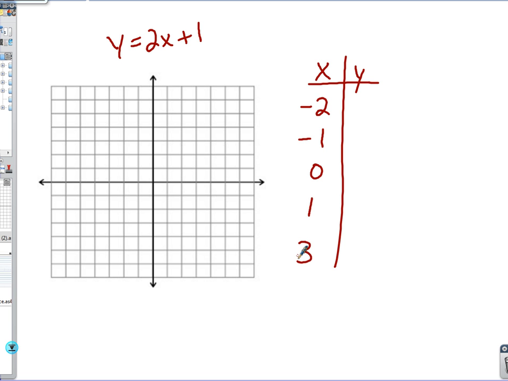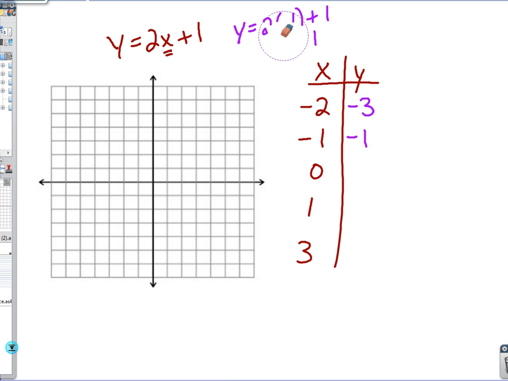Those are x values, so one at a time we're going to substitute those in for our x. So substituting in -2, we now have y equals 2 times -2 plus 1. Order of operations, 2 times -2 would be -4 plus 1, which gives me -3. Your next x value is -1, so we have y equals 2 times -1 plus 1, which is -2 plus 1, which is actually -1.